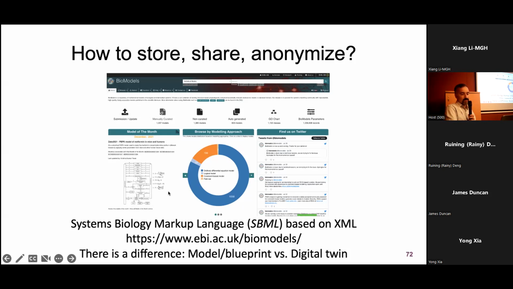These are not digital twins. These are really blueprints, like general models that people may have for whatever system they're modeling. So it's not quite a digital twin, but it's a way to share models between different people, share blueprints between different people. But once they're personalized and deployed in the clinic, they become digital twins.